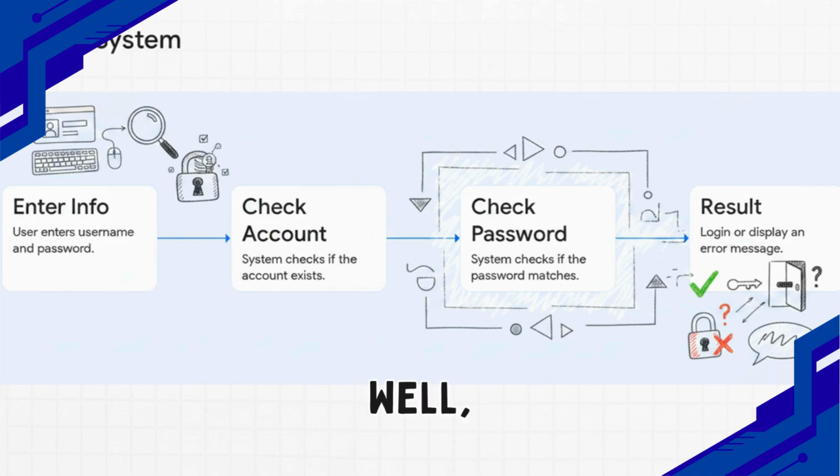How does it work? Well, step 1, you enter your username and password. Step 2, the system checks if the account actually exists. Step 3, it checks if the password matches. Step 4, you either get logged in or you get an incorrect password error. Notice something there? We literally just mapped out a software program using a series of logical gates, and we didn't need to know a single line of coding language to do it.